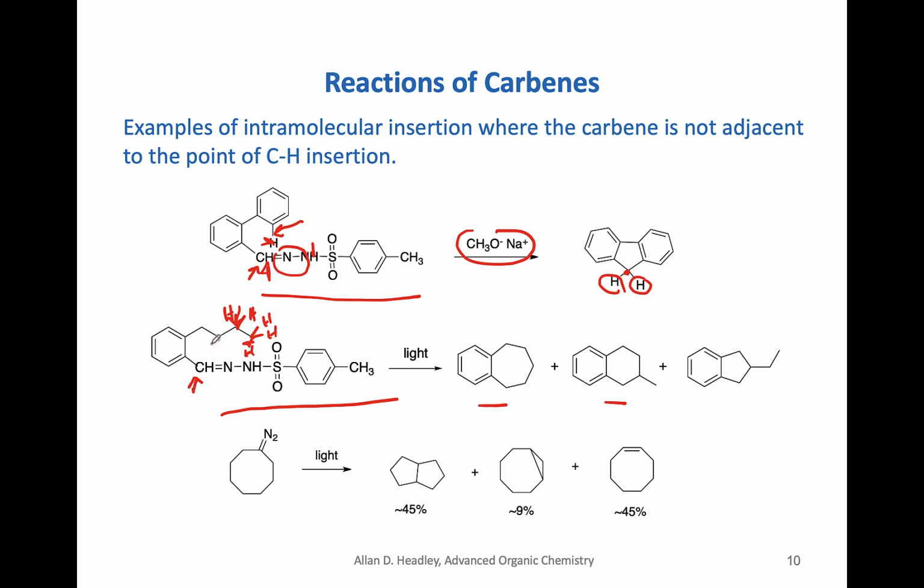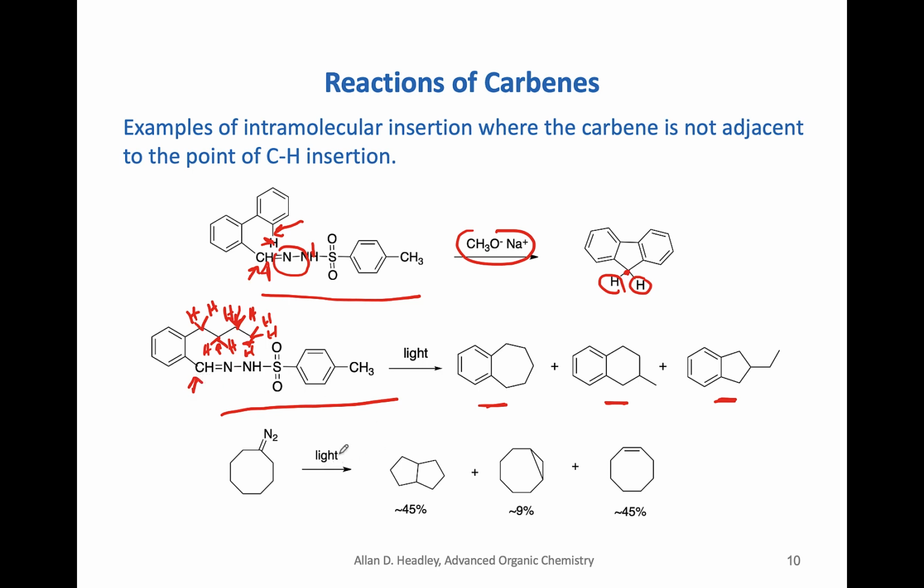Likewise, it can insert into one of these CH's here to get that as the product. As you can imagine, it could do here, but that's a highly strained four-membered ring, so highly unlikely to form because of the strain of the four-membered ring. So here are three possible products that are made based on the carbene that's formed right at this carbon.